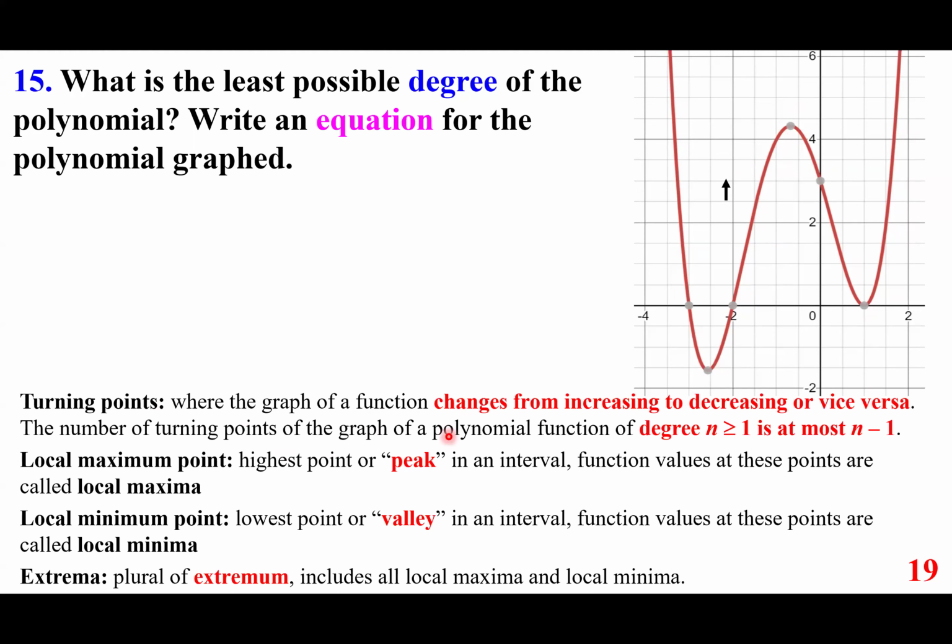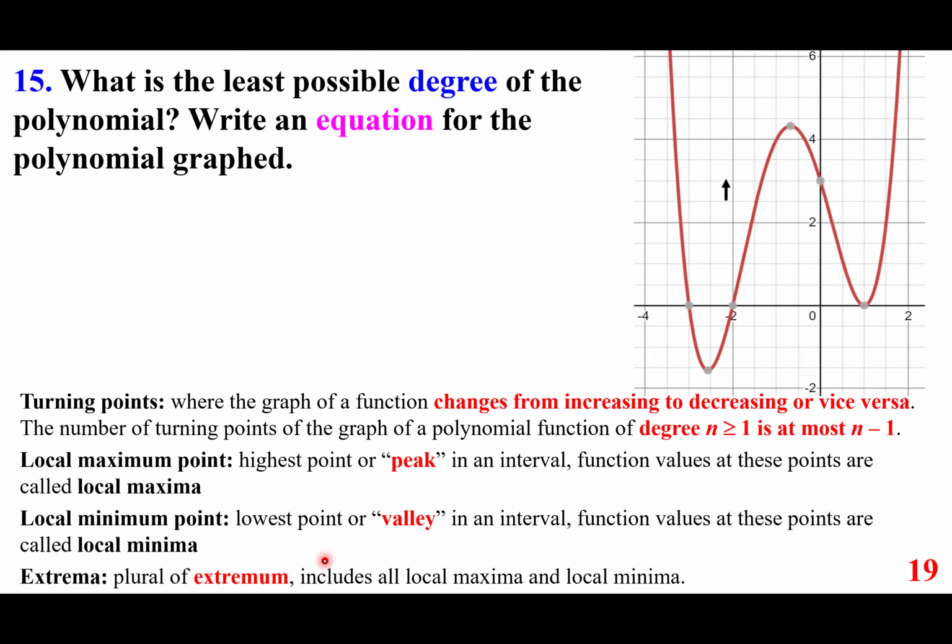The number of turning points of the graph of a polynomial function of degree n, n larger than or equal to 1, is at most n minus 1. Local maximum point, highest point or peak in an interval, function values at the points are called local maximum. So this is a local min, local max, local min. That's what we are saying. Okay. And this happened to be an absolute minimum because no point has a smaller y coordinate. A local minimum point, lowest point or value in an interval. Function values at these points are called local minimum. Extrema, plural of extremum, including all local maxima and local minima.